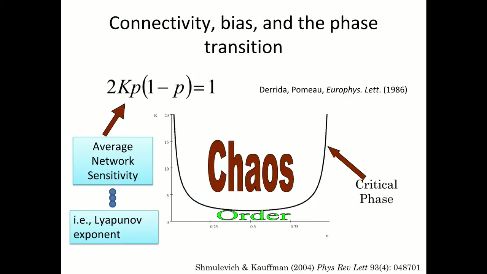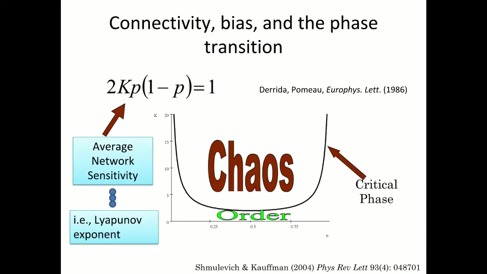It turns out, and this is a result that goes back to 1986, to Derrida and Pomeau, and this is this famous critical transition curve that you see here. In terms of these two parameters, K, which is the average connectivity, and p, which is the bias, you can determine whether this dynamical system, the Boolean network, will be in the ordered or disordered regime, or whether it will be in the critical regime. And this is the critical transition curve, shown by this curve.